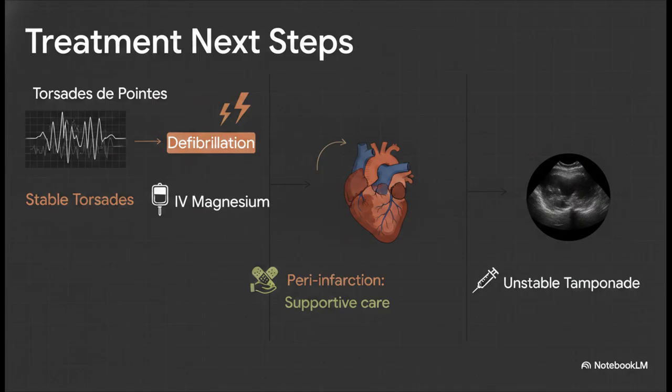For torsades de pointes, if they're stable and awake, give IV magnesium. Hemodynamically unstable, defibrillate immediately. For early peri-infarction pericarditis, keep it supportive and prioritize early cardiac reperfusion. Do not give NSAIDs or steroids, they mess with myocardial healing. And finally, an unstable tamponade always, without exception, demands an emergency pericardiocentesis before you do anything else.